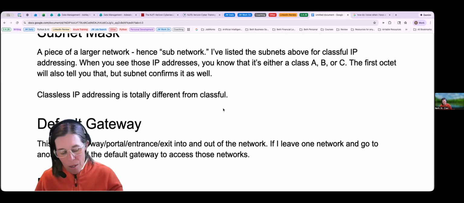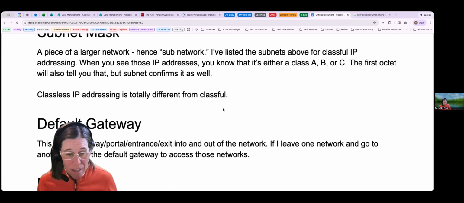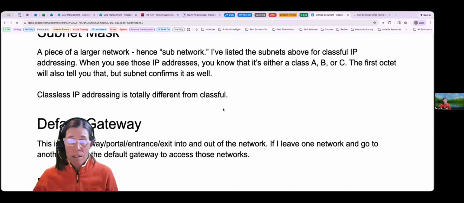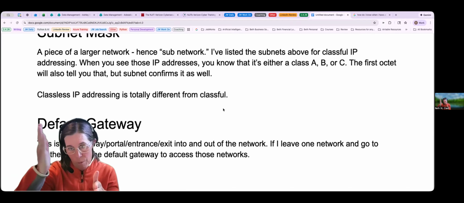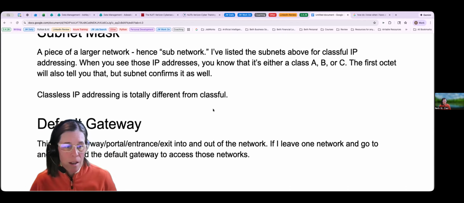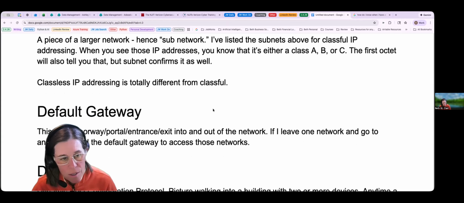Basically, here's the concept. If I have a medium-sized company and I need 10,000 IP addresses, but I don't need 16,000, that means I'm wasting 6,000 IP addresses. So that's why we have classless IP addressing. It takes that subnetwork and then basically chunks it up into even smaller subnetworks. And I can give back those IP addresses.